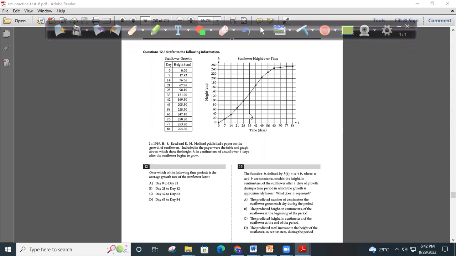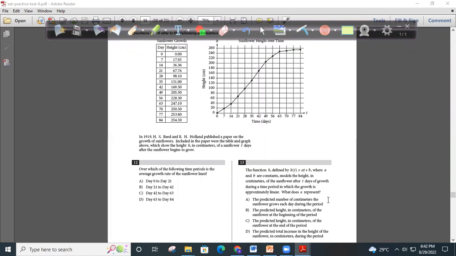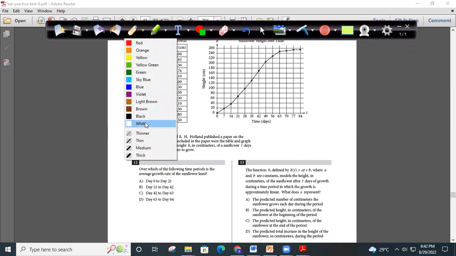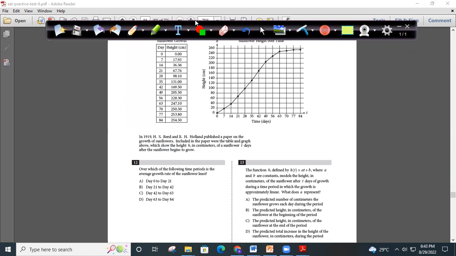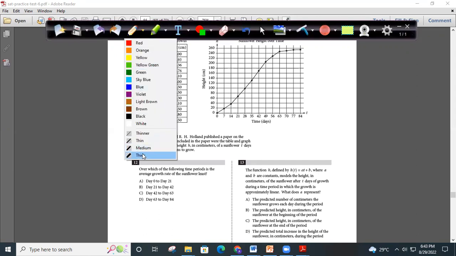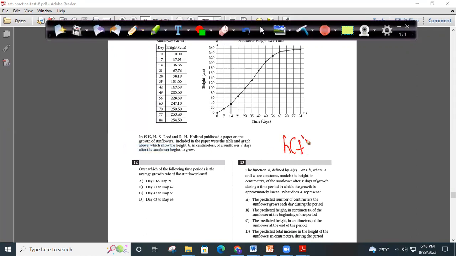Very good, Abhiram. So what is the function they had given? The function h of t they had given is at plus b. Perfect, Sarath. The function h of t is at plus b, where A and B are constants, modeling the height in centimeters of the sunflower after 3 days of growth.